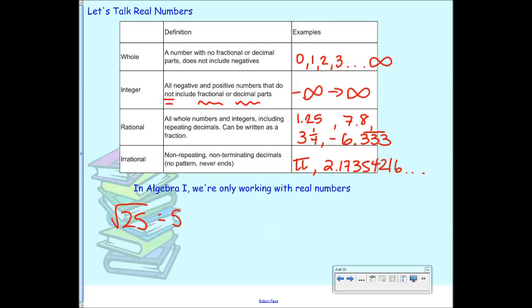So is that rational or irrational? Rational. It's a perfect square, right? What about square root of 13? Why is that irrational? It's not a perfect square. If you type that into a calculator, what would it give you? Some decimal number that has no pattern and doesn't repeat. So it's actually going to, does anyone have a guess?